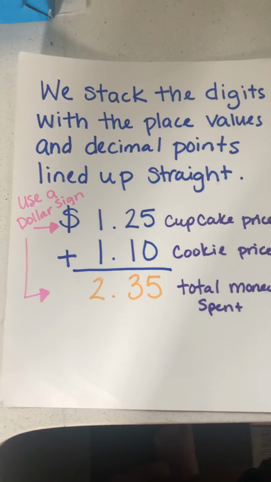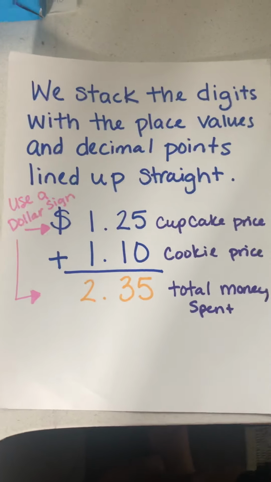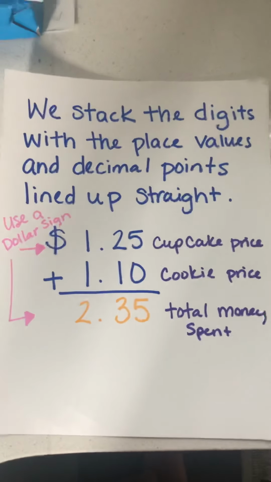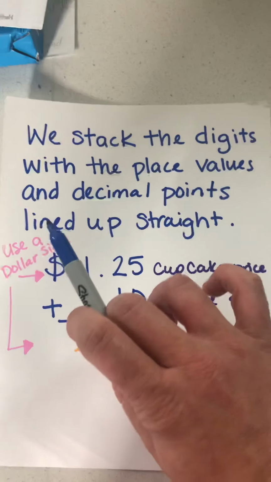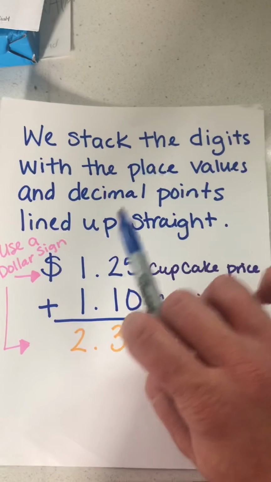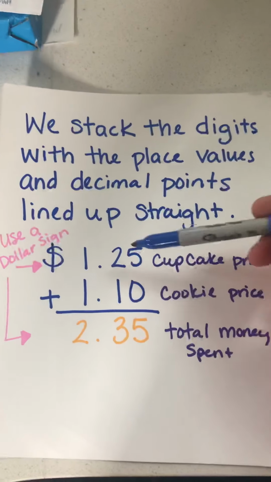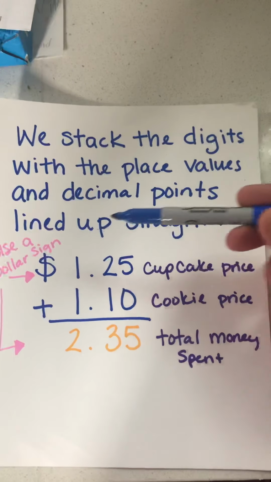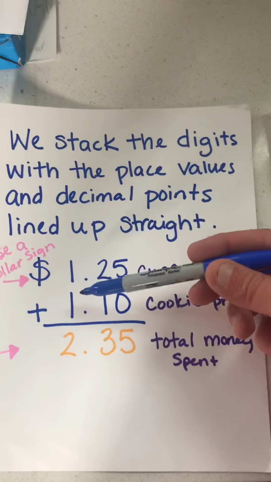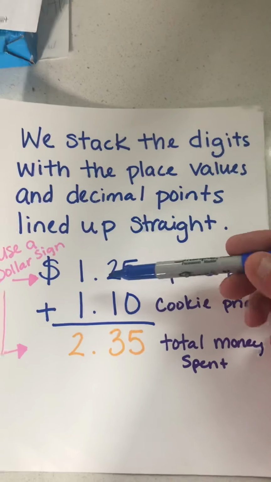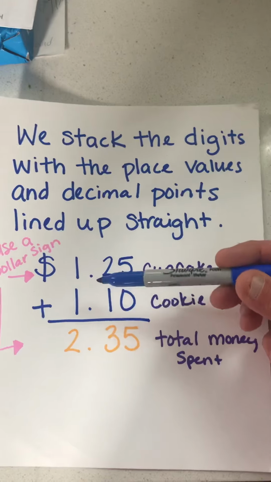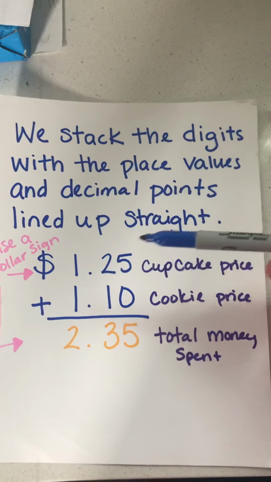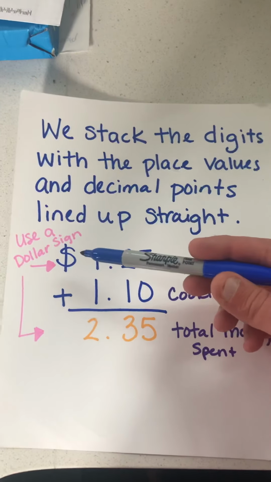So, when we're looking at money, we have to remember that we stack the digits with the place values and decimal points lined up straight. Here's my example right here. $1.25 and $1.10. Do you see how we line them up so the decimals are in line all the way through? We need to also make sure that we use a dollar sign.